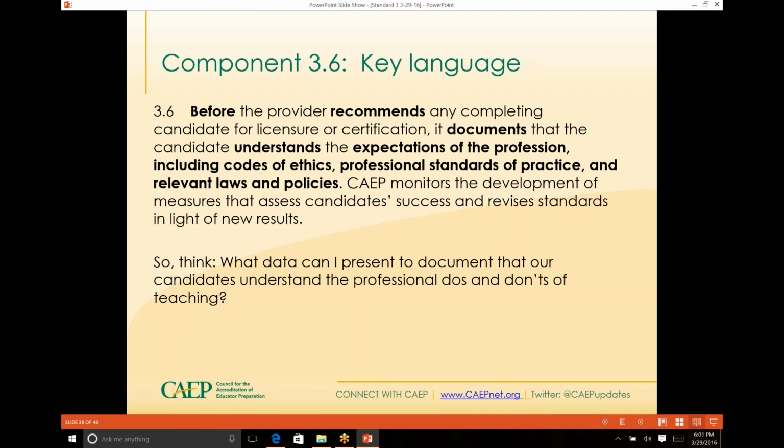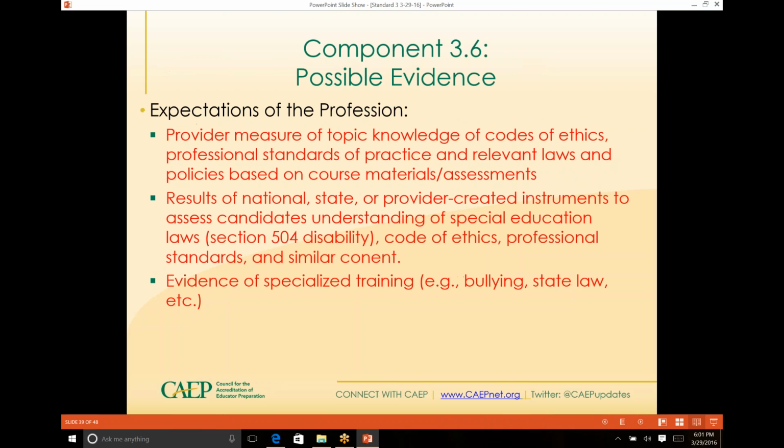So what you're wanting to do here is what can you present, what data or evidence can you present to show that your candidates understand, and I put the professional do's and don'ts of teaching. You know, sometimes I'm horrified with what I hear certified teachers doing, and I always want to know, where was that person prepared?